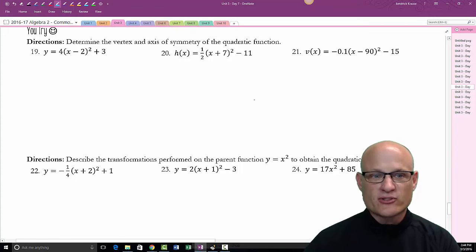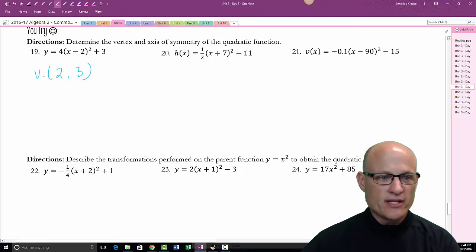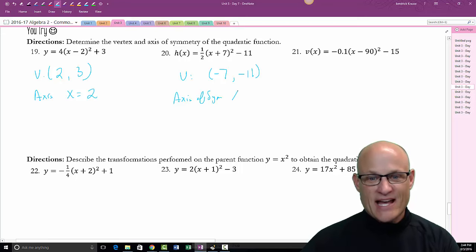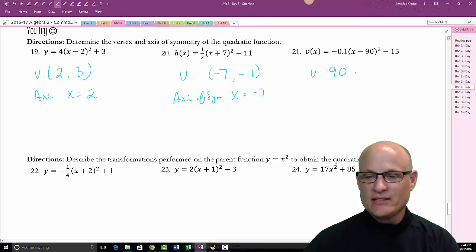So all we're going to do is figure out the vertex and the axis of symmetry. So the vertex is 2, 3, that's the vertex. Axis of symmetry is x equals 2. The vertex is negative 7, negative 11, and the axis of symmetry is x equals negative 7. And finally here, the vertex is positive 90, negative 15, and the axis of symmetry is x equals 90.